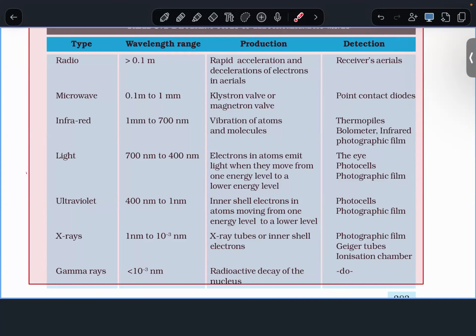UV. UV also has an atomic source, but the first orbit effect is needed, at n equal to 1. Inner shell electrons in atoms moving from one energy level to a lower energy level. Detection: photocells and photographic film. X-rays: X-ray tubes. Detection: photographic film, Geiger tubes, ionization chamber. For X-rays and gamma rays the detection is mostly the same. Source: mostly radioactive nuclear reactions basically.